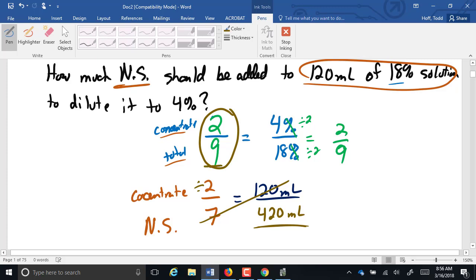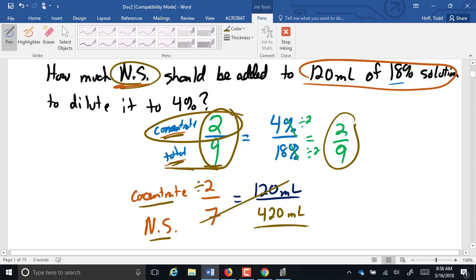This is our dilution that we got from the ratio of percents. So a 2 in 9 dilution is always concentrate to total. Well, we had the amount of concentrate, but we're not looking for the total, we're looking for the amount of saline. So we change that to the ratio of concentrate to saline. There's still 2 parts concentrate. If there was 9 total and 2 of those parts were concentrate, the other 7 parts are saline.